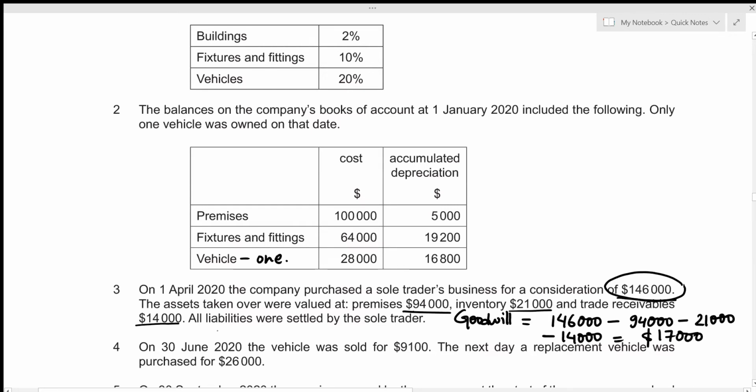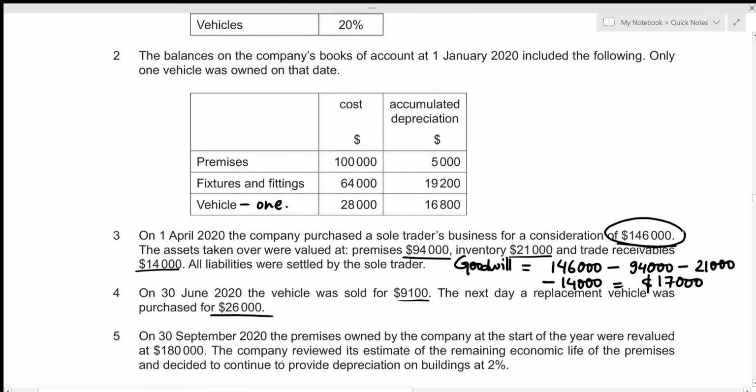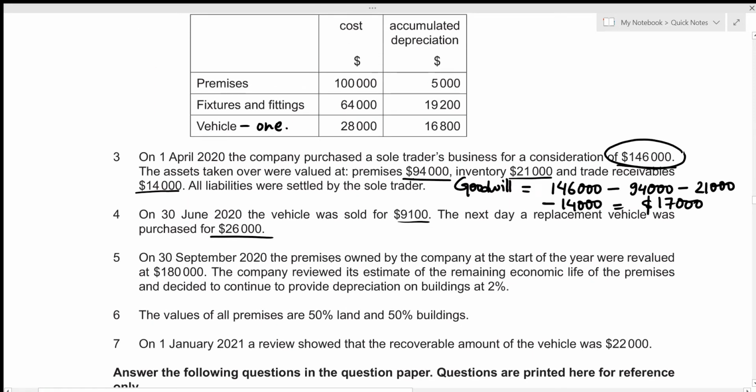Alright, then on 30 June 2020, the vehicle was sold for 9,100. So the one vehicle that we owned was sold for this amount, and the next day a replacement vehicle was purchased for 26,000. Then on 30 September 2020, the premises owned by the company at the start of the year were revalued at 180,000, and the company reviewed its estimate of the remaining economic life of the premises and decided to continue to provide depreciation on buildings at 2%. And the values of all premises are 50% land and 50% buildings. So in order to charge the depreciation on buildings, we actually need to figure out the 50% of premises and then charge the depreciation at the rate of 2%.